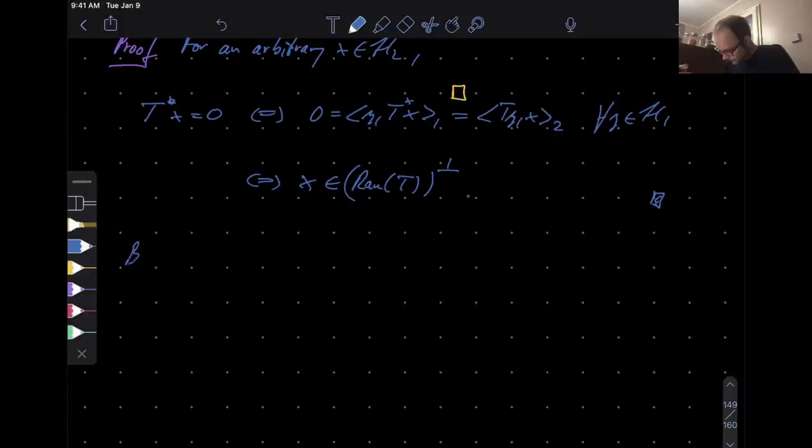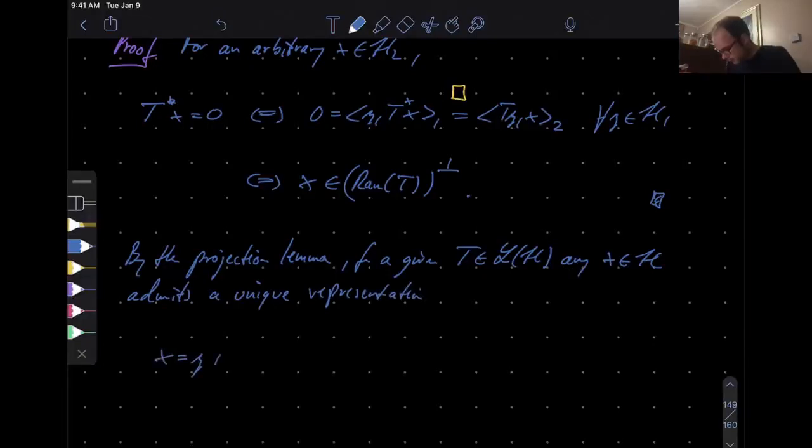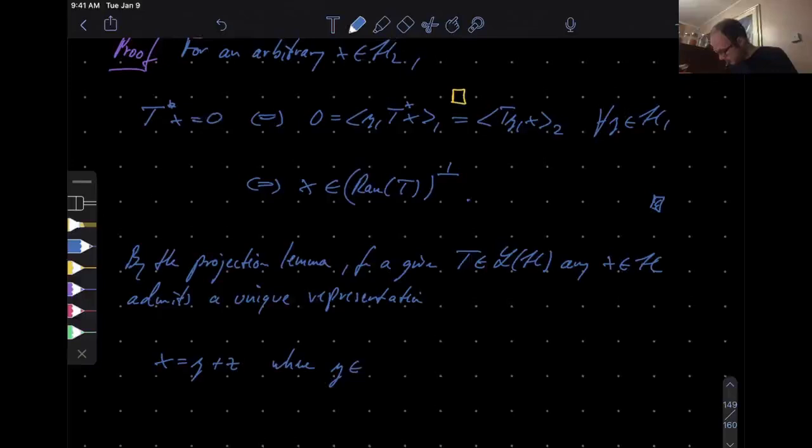Before we prepare the projection now, maybe one comment. By the projection lemma, this was back in chapter 2, for a given bounded linear operator t on a Hilbert space, any vector x in H admits, I claim, a unique representation of the following form: x is equal to y plus z, where y is somewhere and z is somewhere else.